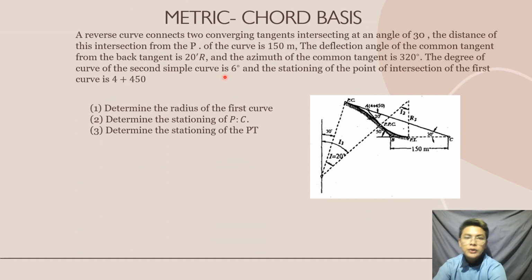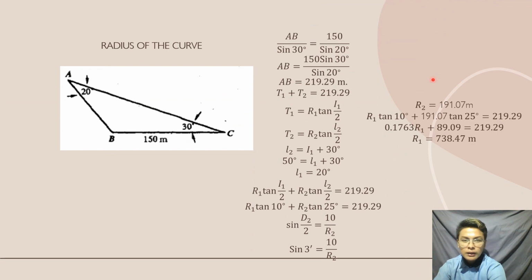Next is the metric chord basis. So same given as earlier, but in this problem, we will use another method. By getting the first radius of the curve, we must first get the common length or the common tangent, our central angle, and our second radius of the curve.